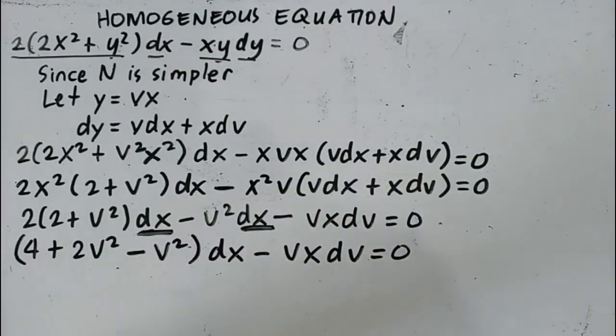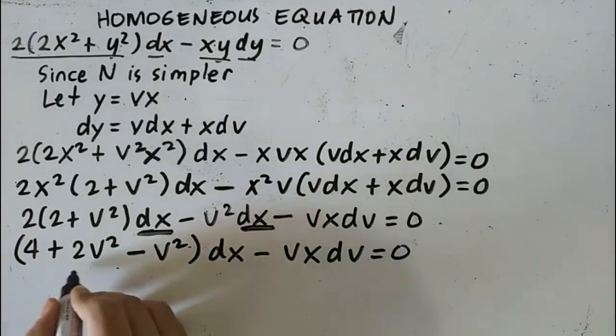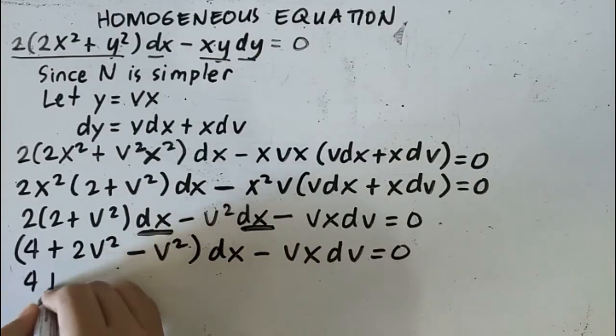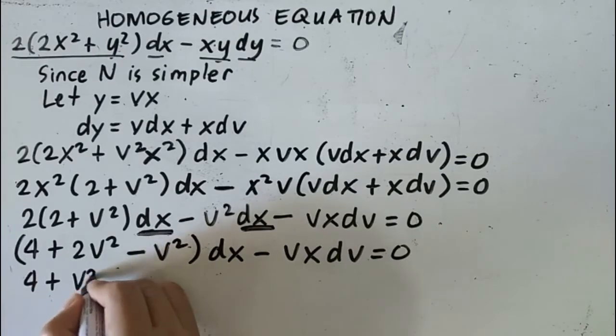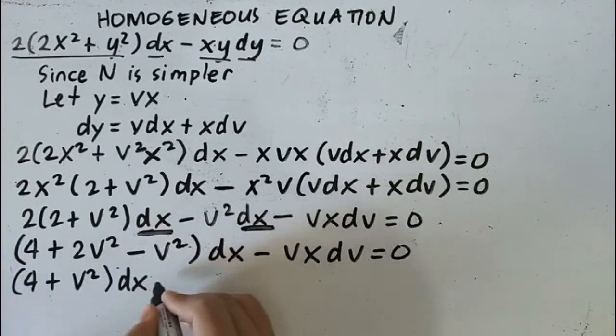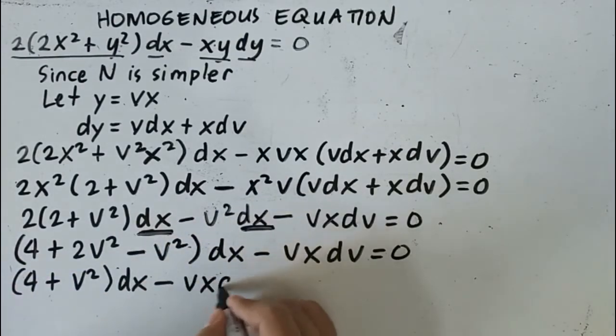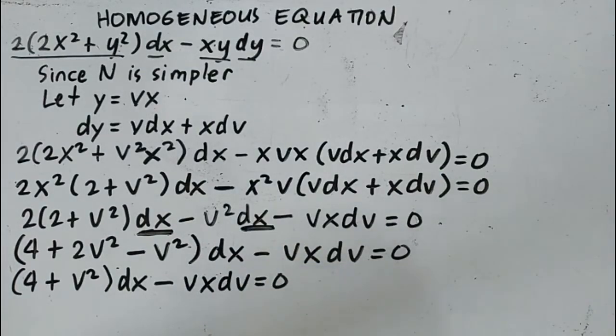Now the next step in the solution is to simplify this. So 4 plus 2v squared minus v squared is 4 plus v squared dx minus vx dv equals 0. The next step now is to separate the variables. We have learned last time, our topic is separation of variables. So here we separate the variables.